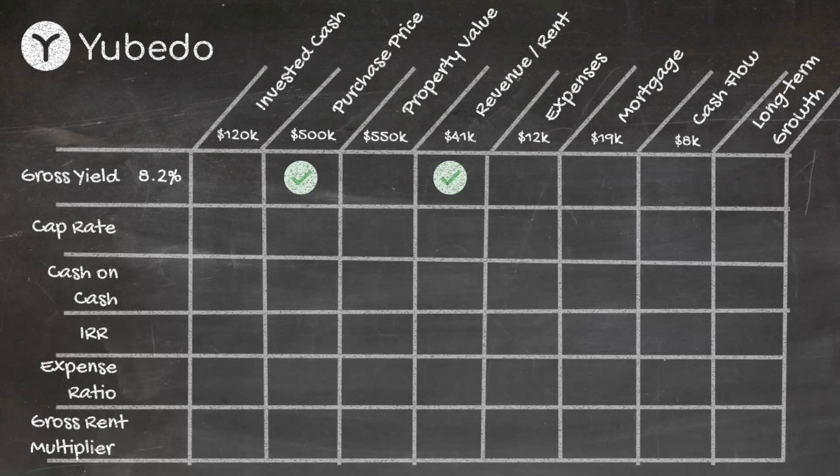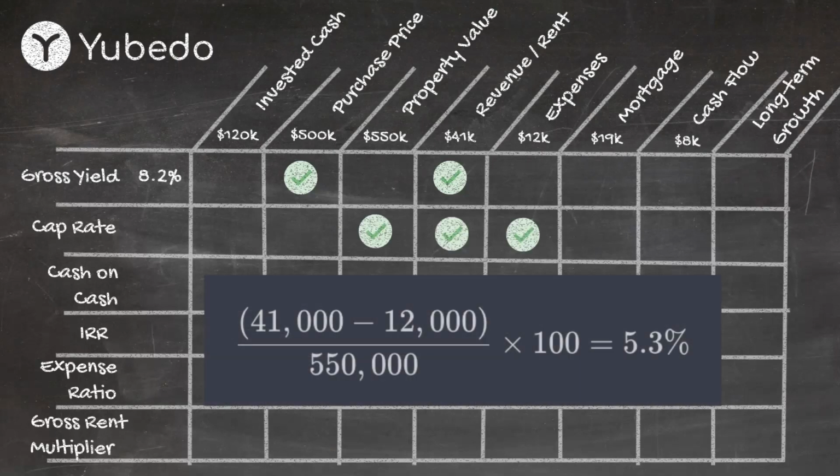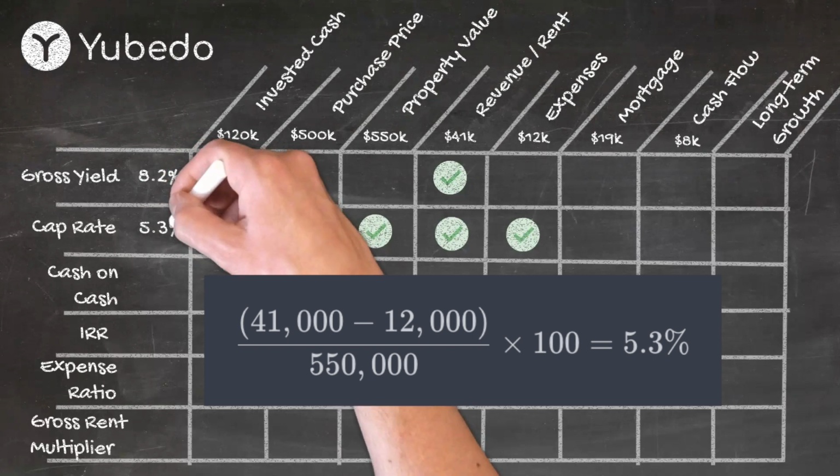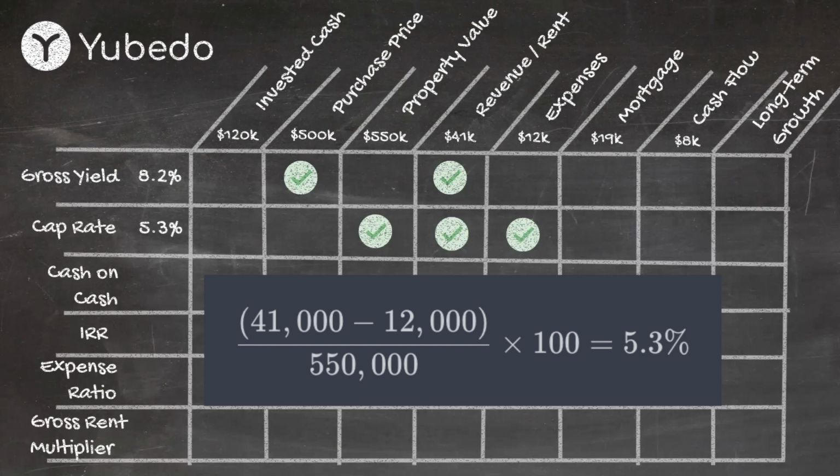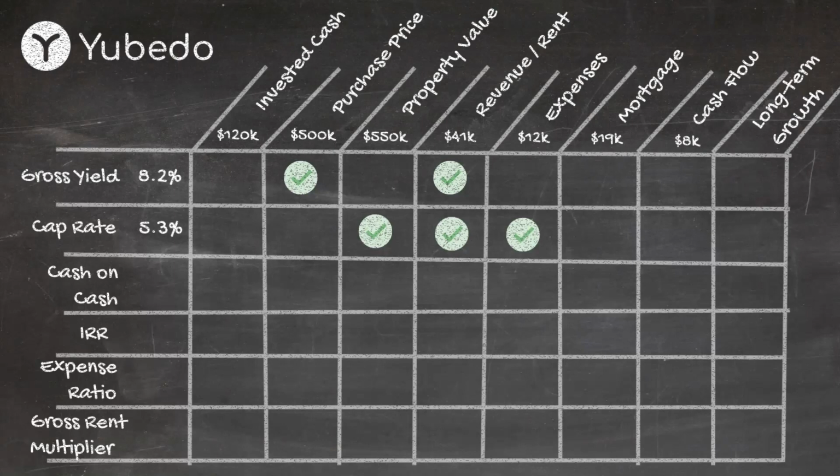Next, let's talk cap rate. This is your annual net operating income, which is your rent after expenses, divided by the current market value. Cap rate is useful, but it has limitations for residential real estate. Firstly, it doesn't include your mortgage. Secondly, it's based on current market value, not your purchase price. So whether you underpay or overpay for a deal, the cap rate will not change.